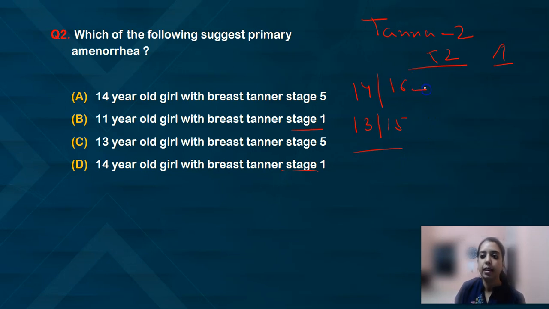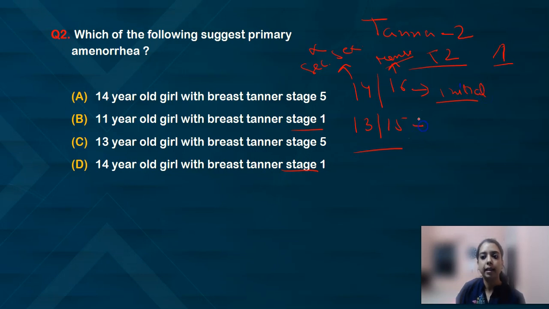So previously this age limit was 14 years and 16 years. It used to say that anyone who has no secondary sexual characters should be called primary amenorrheic after 14. In case secondary sexual characters have developed, you can wait till 16 years, and if she does not get menses even at 16, you will call it primary amenorrhea. So this was the initial definition.